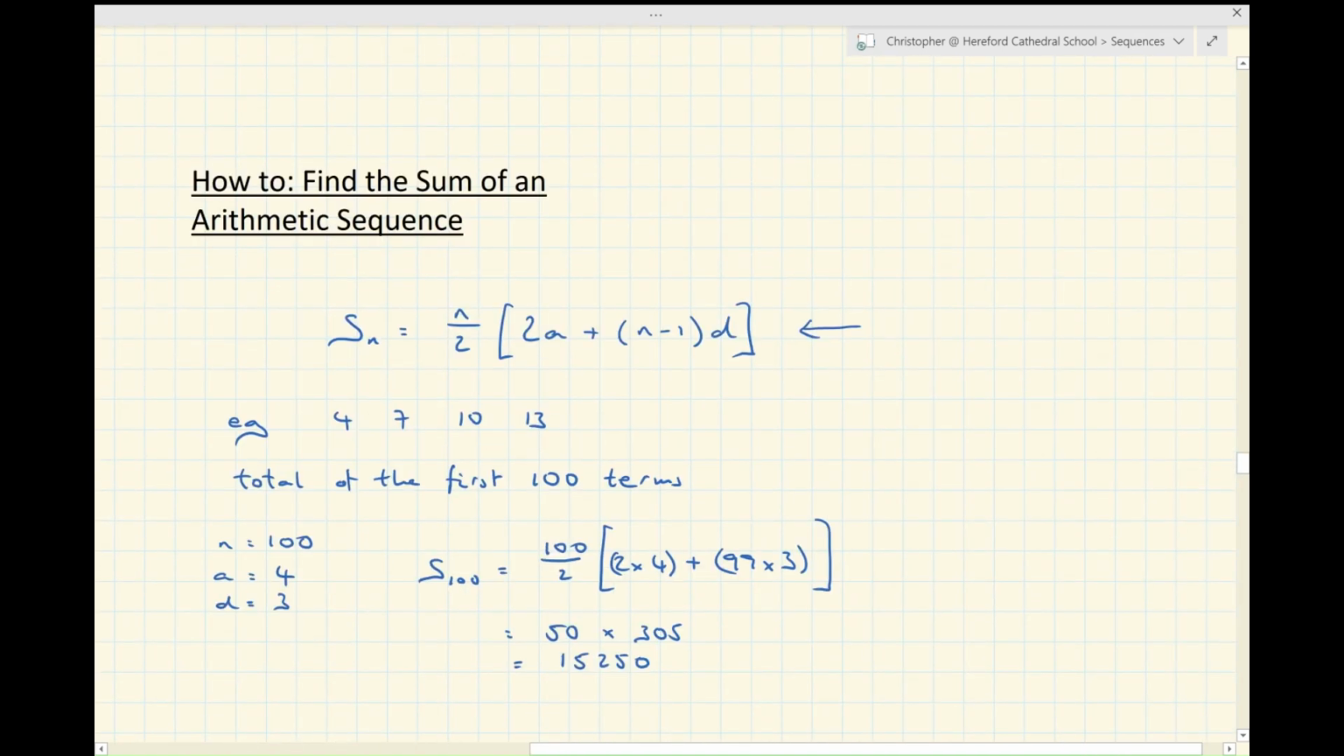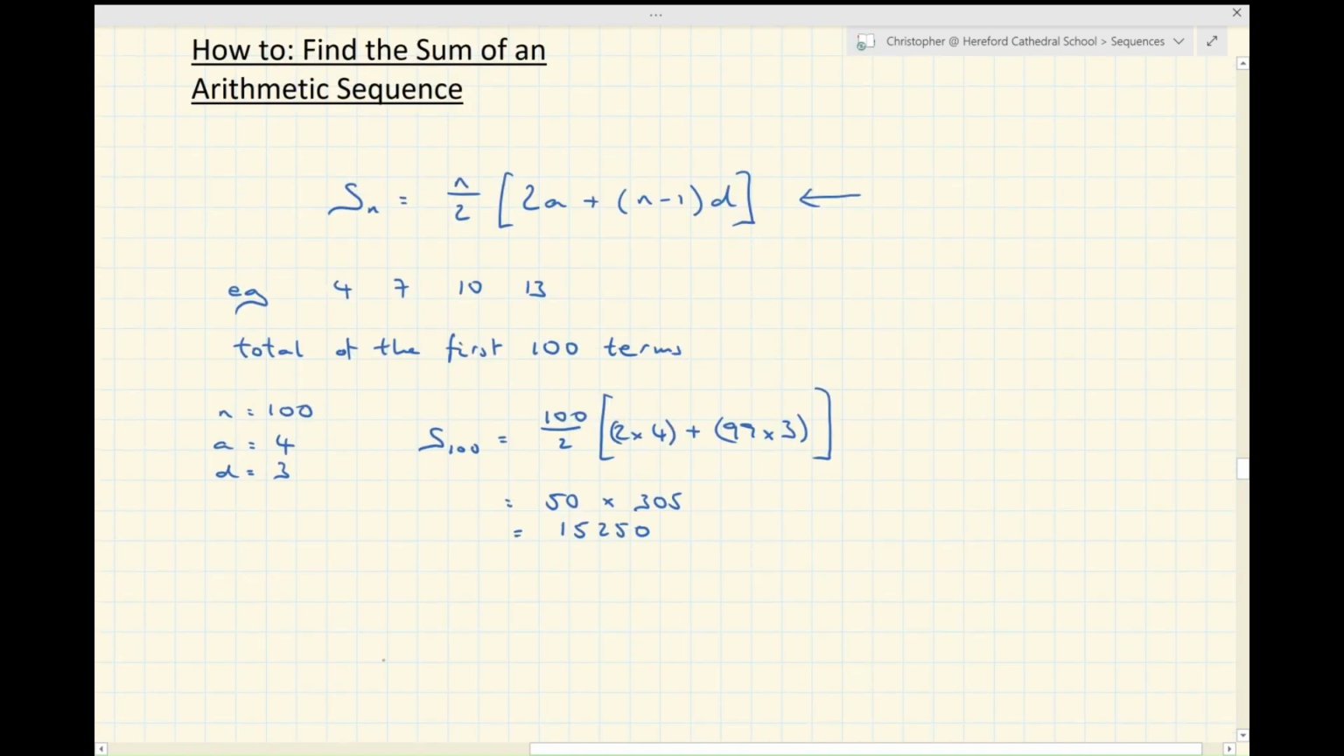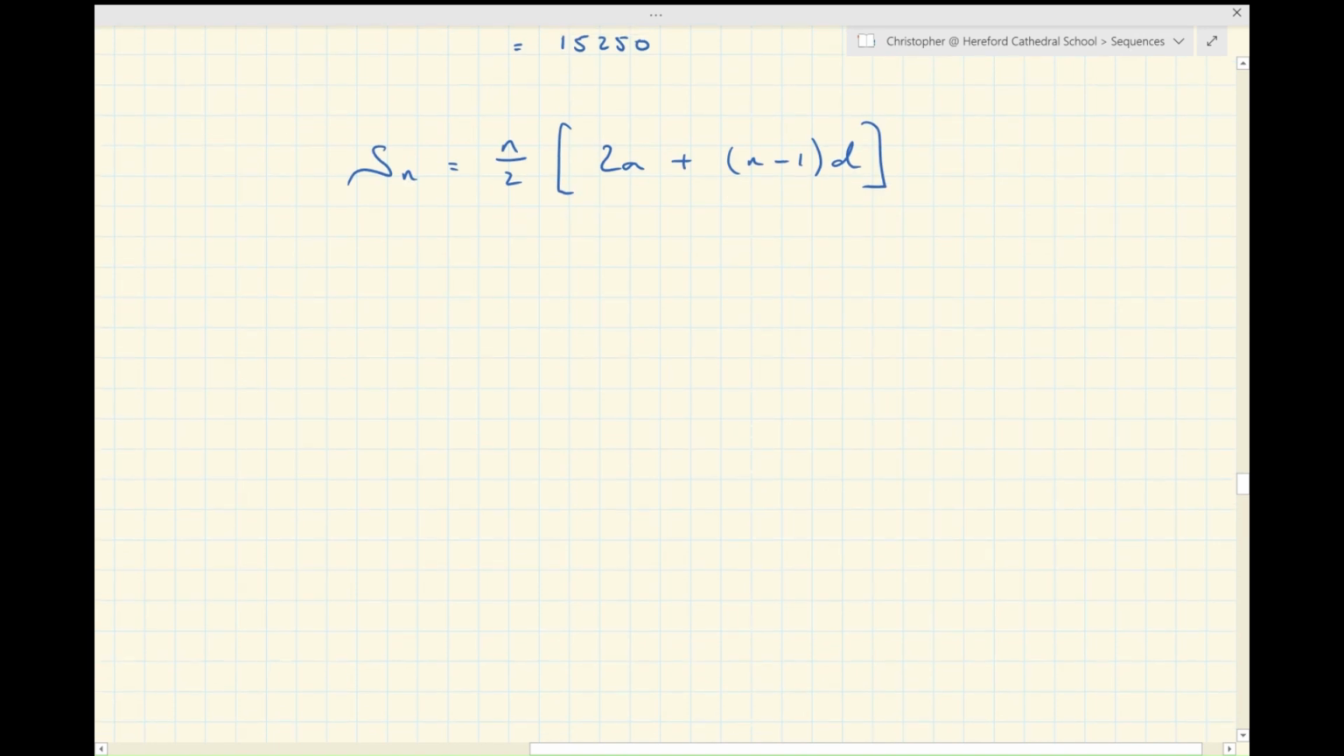Right, perhaps you ought to try one. So I'll start by writing down that formula for you. The sum of the first n terms is n over 2 multiplied by 2a plus n minus 1 d. And let's find the sum of the first 50 terms of this sequence. Let's have the sequence that begins 10, 13, 16, 19, and so on. Can you find the sum of the first 50 terms of that sequence?